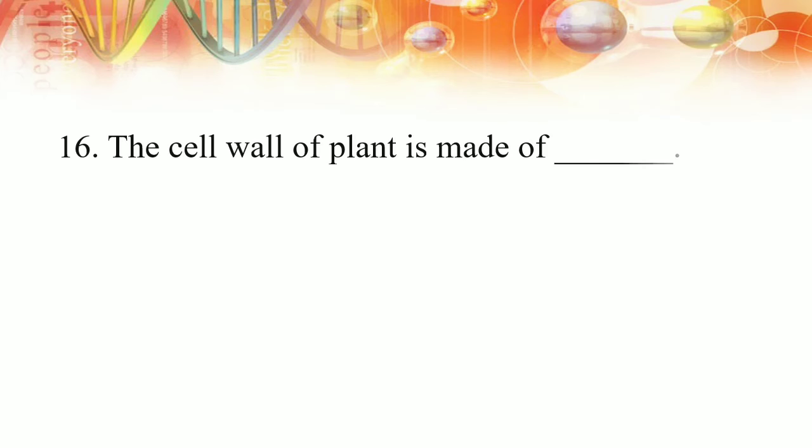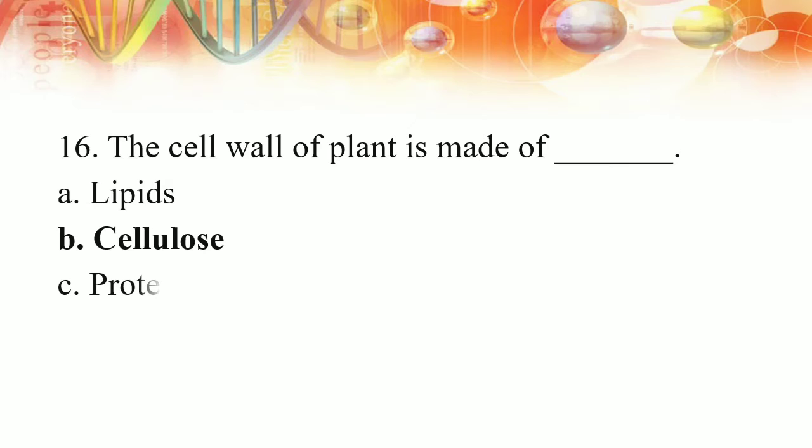Number 16. The cell wall of the plant is made of blank. A. Lipids. B. Cellulose. C. Protein. D. Cell membrane. The cell wall of plants is made up of cellulose, or long fibers, linear polymers of hundreds of glucose molecules. Glucose are monomers of sugar, which is under carbohydrates. Thus, lipids and protein are not the correct options, and cell membrane is an organelle of the cell, making cellulose the correct answer.